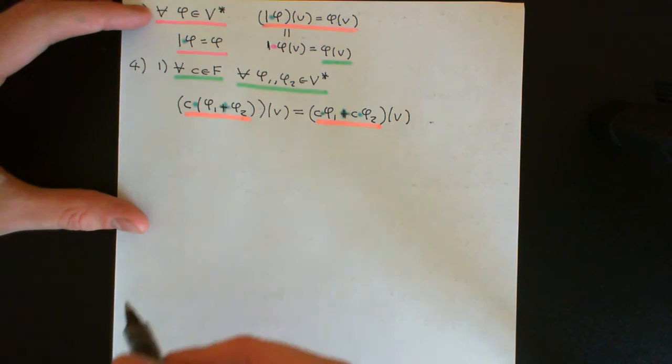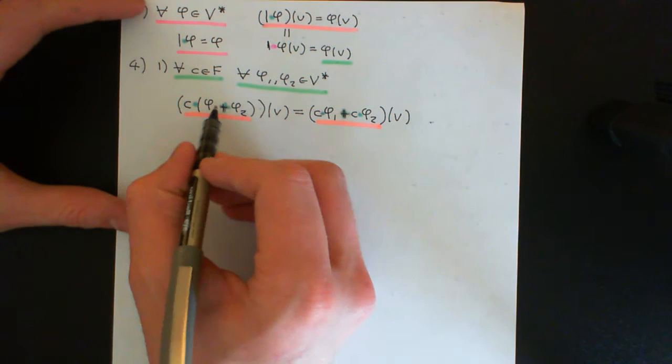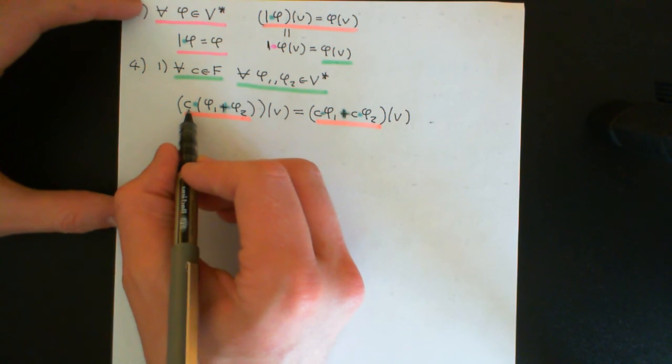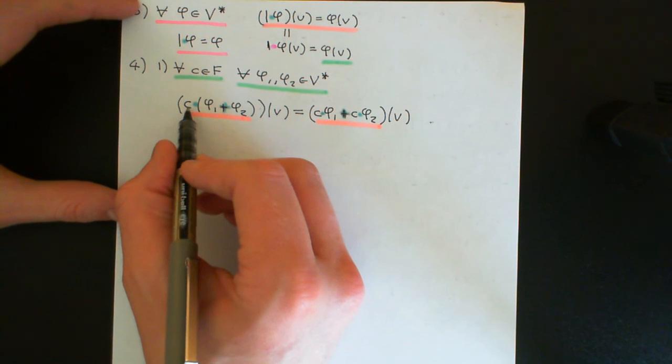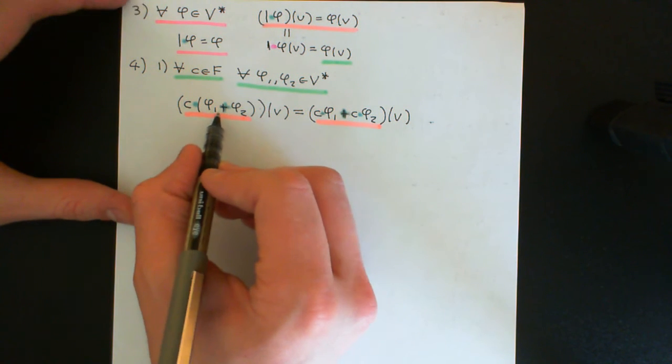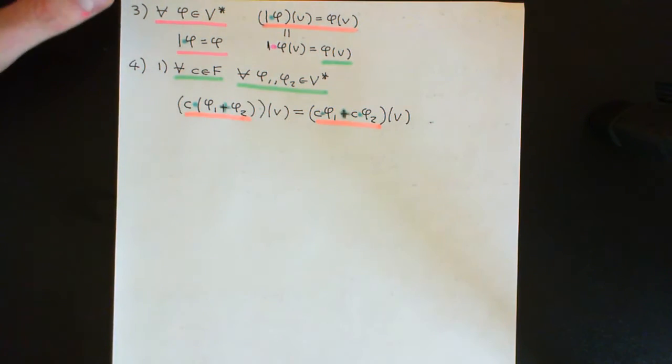Okay, so firstly, applying the definition here. So we've got scalar multiplication as the most outer portion here. So let's apply the definition for scalar multiplication firstly, where we're viewing phi1 plus phi2 as just being some element of the dual vector space.